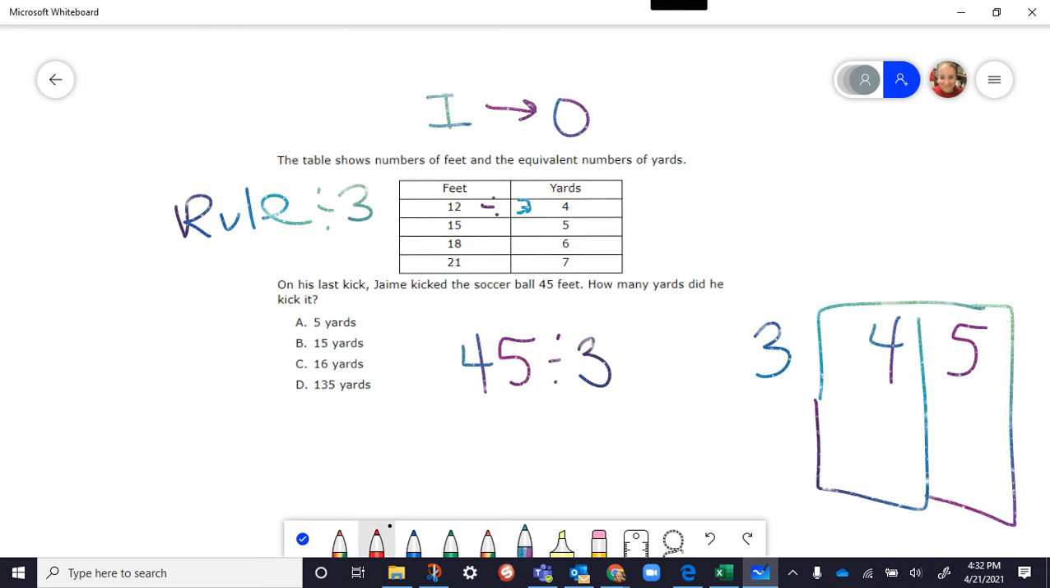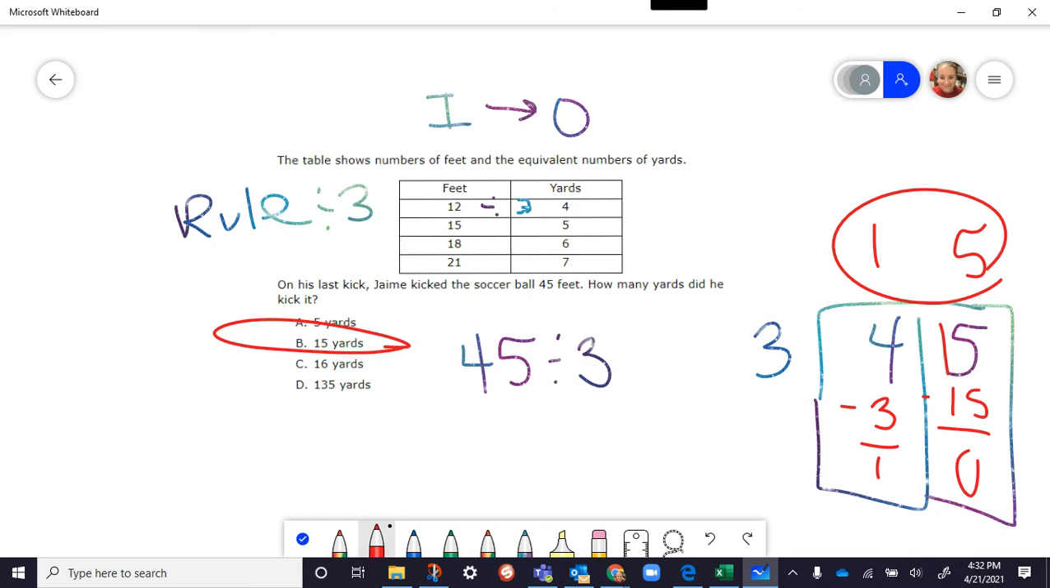All right, let me change my color. 3 can go into 4 one time. 1 times 3 is 3. Subtract that, you get 1. Bring that up. 3 goes into 15 5 times. 5 times 3 is 15. And there's no remainder. So 15 yards is what 45 feet would equal.